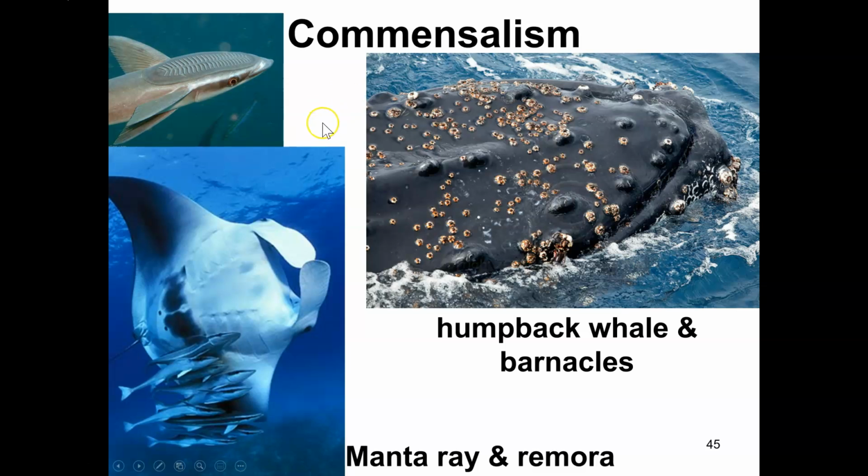Here's some other examples of commensalism. In this one, you see a bunch of barnacles sticking to a humpback whale. Barnacles can stick to the whale, get to where they want to go, and then release from the whale. They just let go when they want to, so they're getting a free ride. And that's exactly what's happening here too. We have a manta ray and the remora fish. The remora will attach to the manta ray, and they get a free ride. They don't have to use any energy, and then they can be released whenever they're ready. It doesn't hurt the manta ray at all.